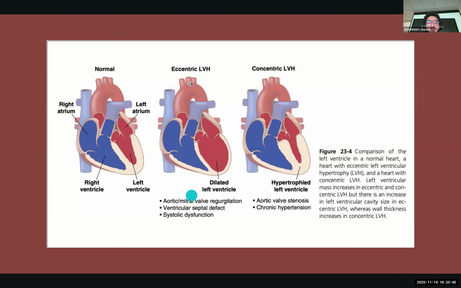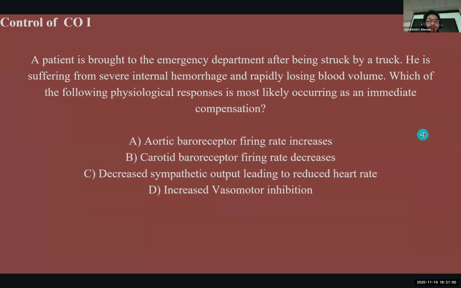Just keep in mind, if the question mentions hypertrophied left ventricle, it's probably aortic stenosis. If it mentions dilated, then it's aortic or mitral valve regurgitation. So now, control of cardiac output. Ahmed, can you take over?